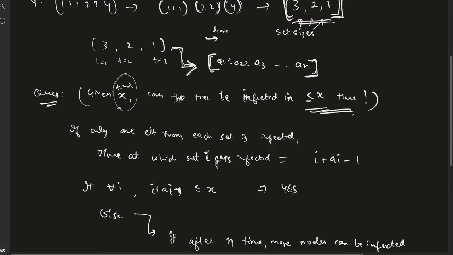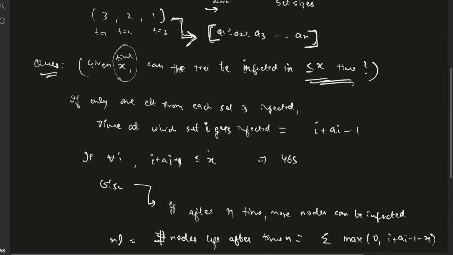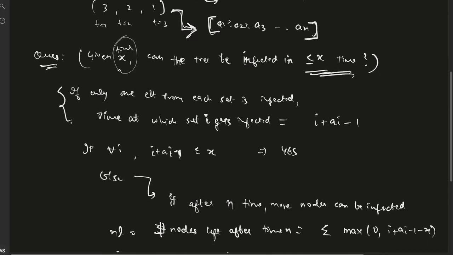So first of all, let's consider the case when only one element from each set is infected directly, and we're not right now considering the case when multiple siblings can be infected. So we are considering that only one node of a set of siblings would be infected, and the rest of the siblings would be infected via spreading.